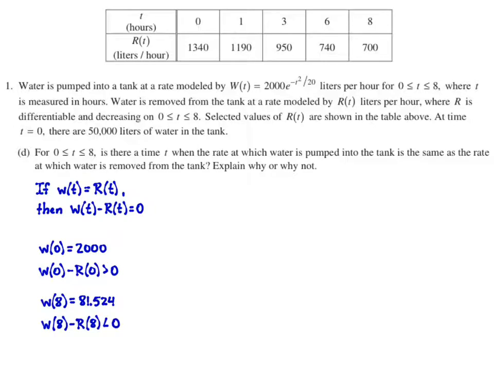So let me kind of draw this for you so you can see what I'm talking about. If this graph is representing w minus r, and we know that w of 0 minus r of 0 is positive, so we know it's somewhere up here, and we know at t equals 8, w minus r is a negative value, okay? So we have these 2 points.